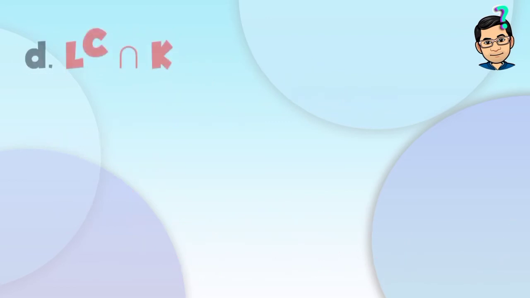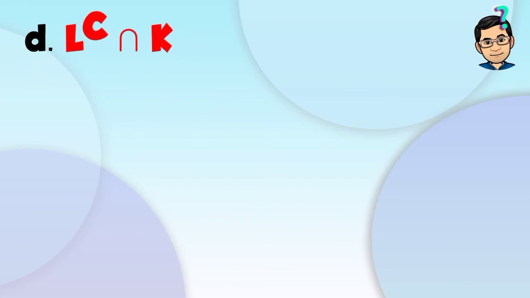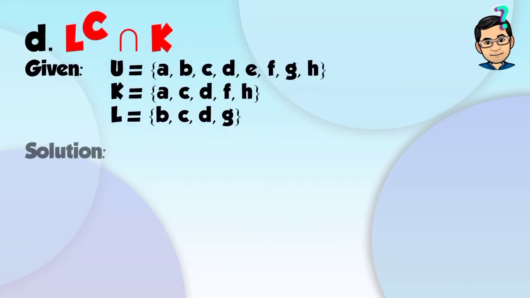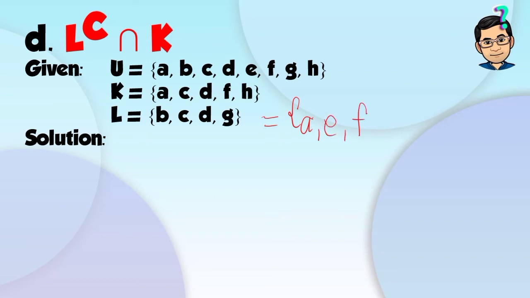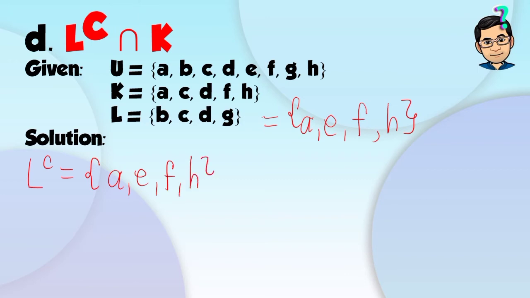For our last item, we have L complement intersection K. So, ang una muna natin kukunin, of course, is L complement. So, yung complement ng L, we have A, tama, E, F, and H. Again, we rewrite the elements of L complement. We have A, E, F, and H.